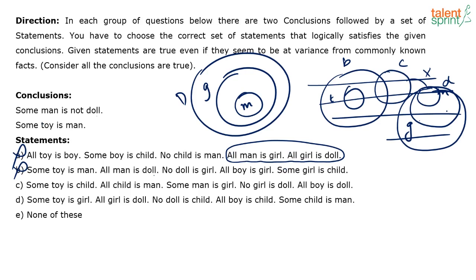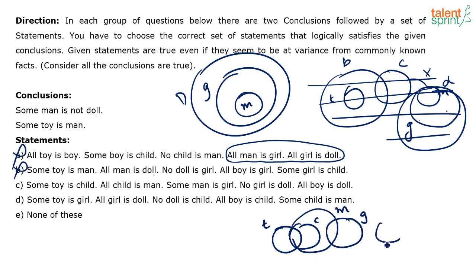Some toy is child, all child is man, some man is girl, no girl is doll, and all boys is doll. Okay, so that seems to be actually correct. Let us just check it. Some toy, because I don't see anything contradicting from the statements. Anyway, we'll draw and see. All child is man, some man is girl, no girl is doll, and all boy is doll.